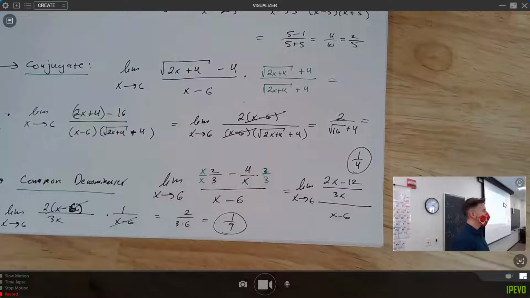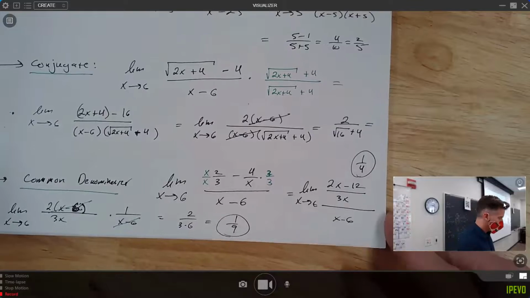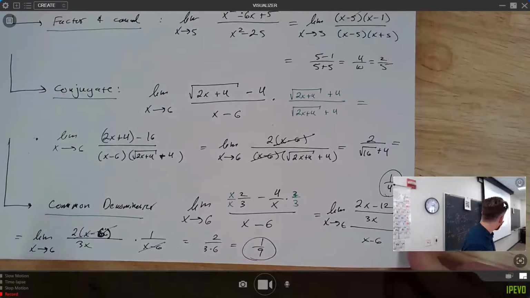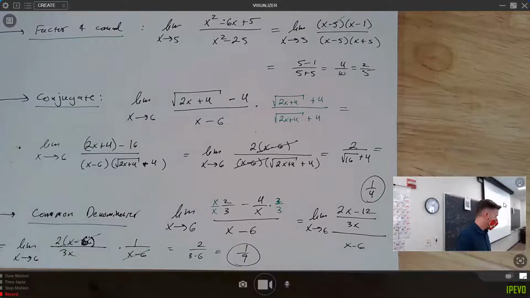So these are the standard 0 over 0 type of limits that you'll see, where you have to do some sort of algebra to make it work out. Not the only kind, though. And we briefly started talking about it last class, I think. Yeah, I think we did.